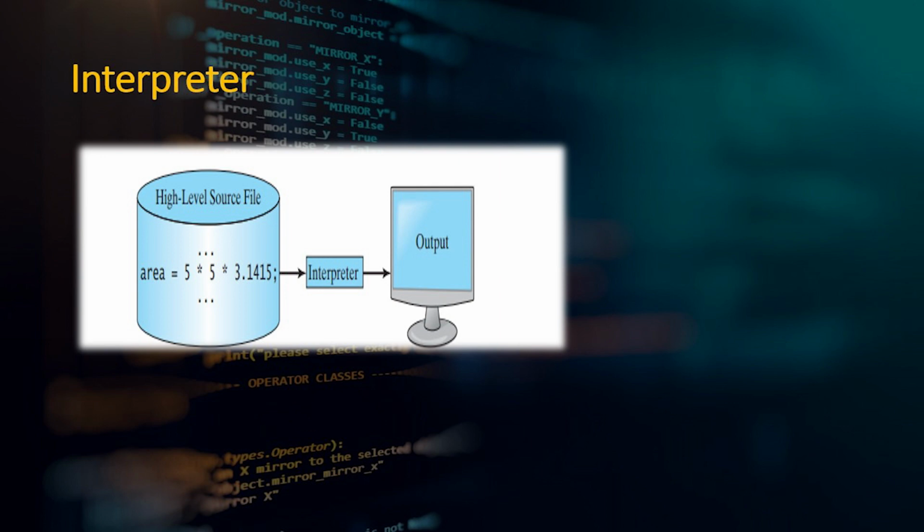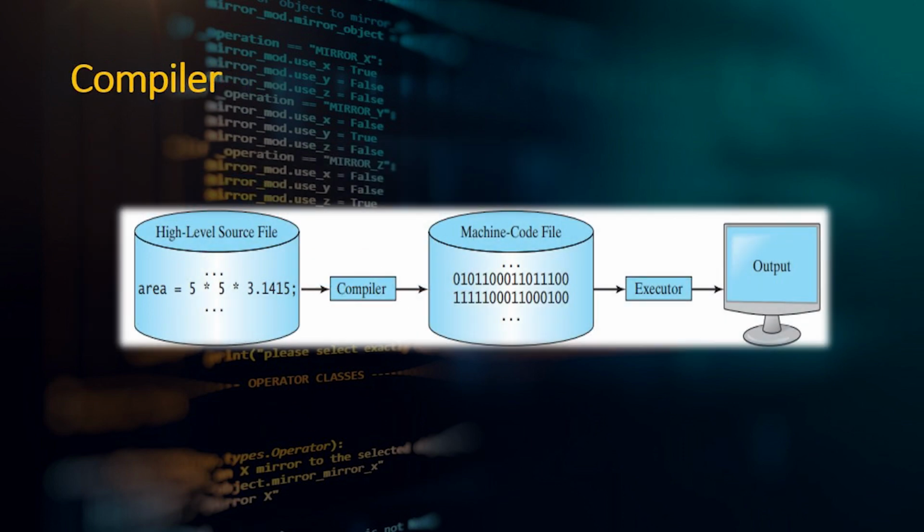Note that a statement from a source code may be translated into several machine instructions. When it comes to a compiler, it translates the entire source code into a machine code file. The machine code file is then executed, as shown in the following picture.